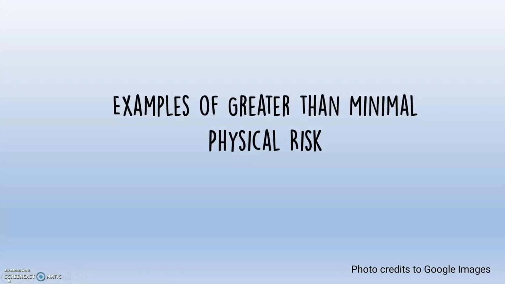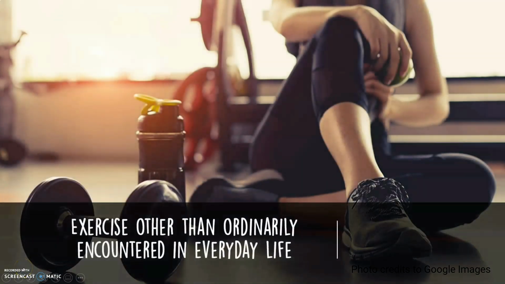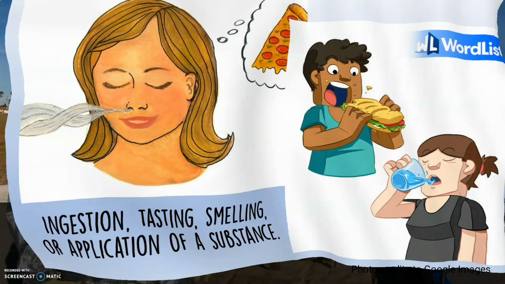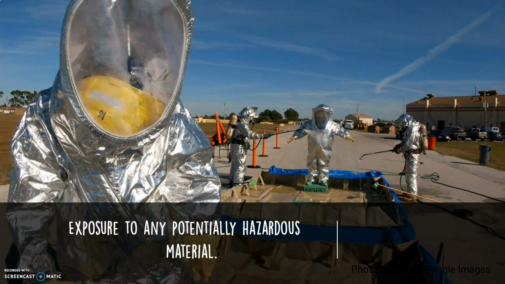Now, what are the examples of greater than minimal physical risk? First, exercise other than ordinarily encountered in everyday life. Another one is ingestion, tasting, smelling, or application of a substance. However, ingestion or tasting projects that involve commonly available food or drink will be evaluated by the IRB, which determines risk level based upon the nature of the study and local norms. Another one is exposure to any potentially hazardous material.